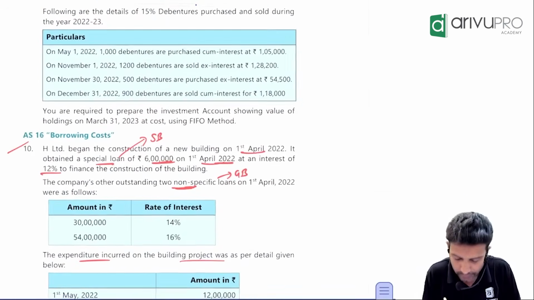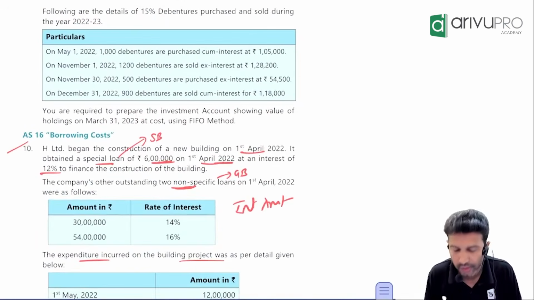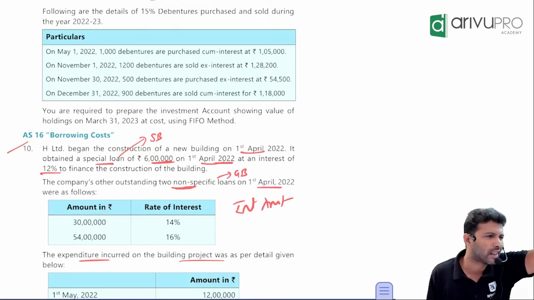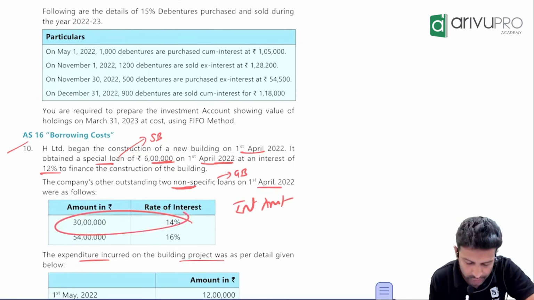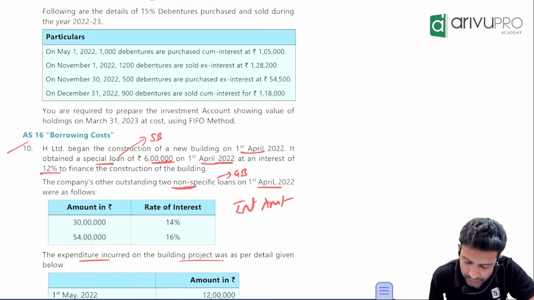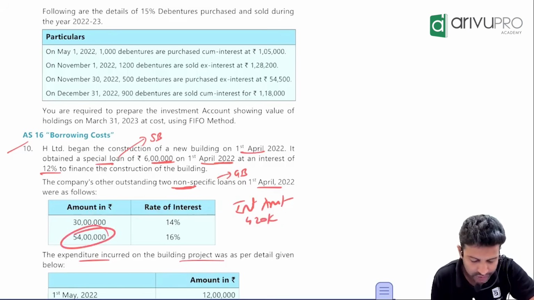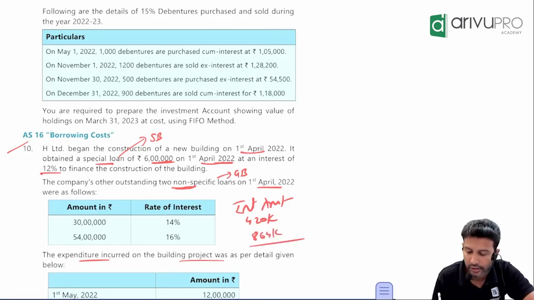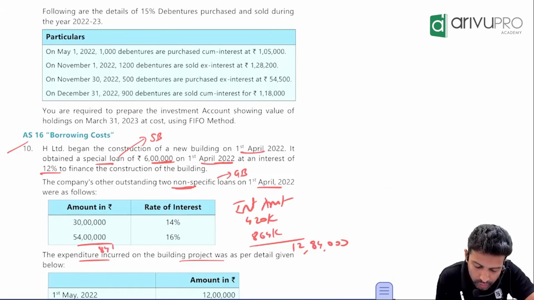Take your calculator. First, can you tell me how much is the interest amount on the first loan, only on general borrowing? 30 lakh is the loan, 14% is the rate. Both the loans are from 1st April, so interest will be for how many months? 12 months. 30 lakh into 14% gives 4 lakh 20,000. 54 lakh at 16% gives 8 lakh 64,000. The total interest is 12 lakh 84,000. How much is the total loan amount? 84 lakh.